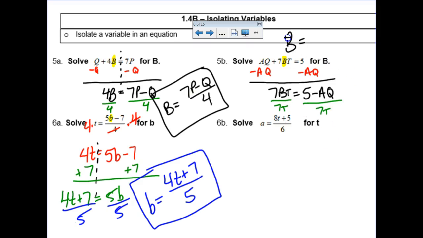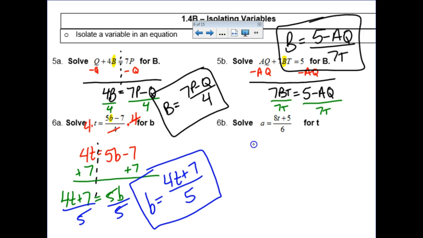Alright, b equals 5 minus aq over 7t. There we go. Alright, one more of those. Start by multiplying each side by 6. So over here the 6a, but over here the 6's cancel. So we're still trying to solve for t. We're going to subtract the 5 over.